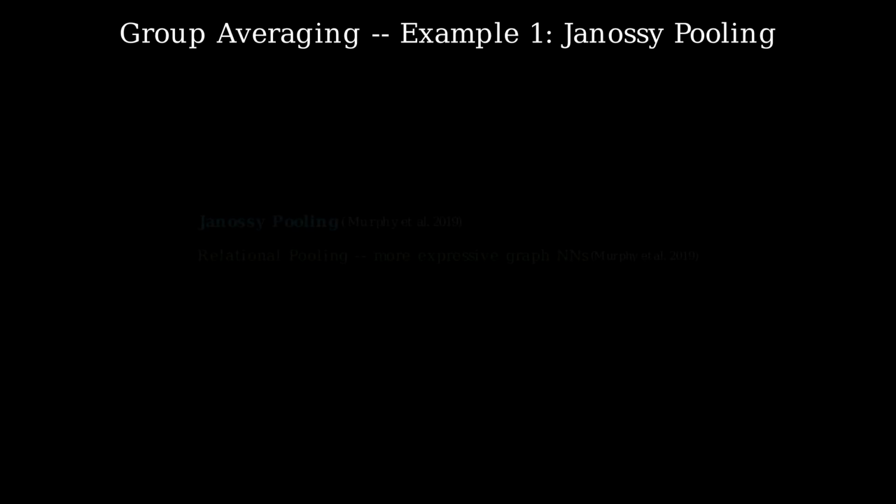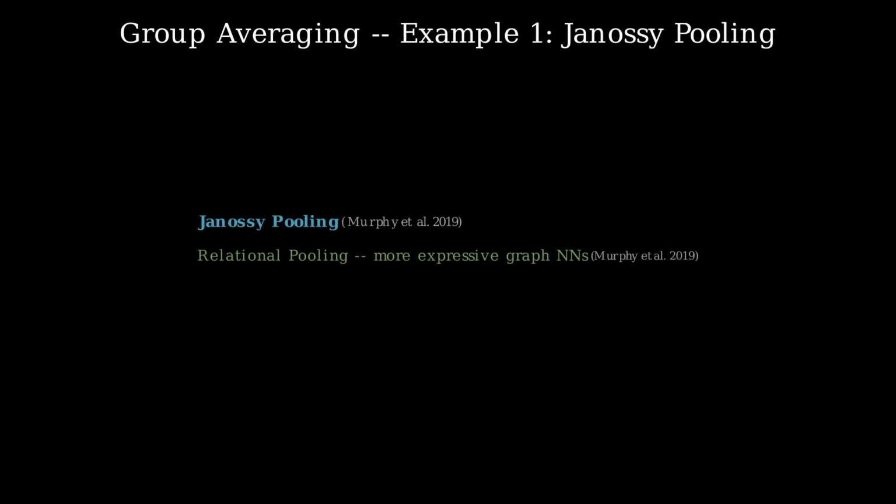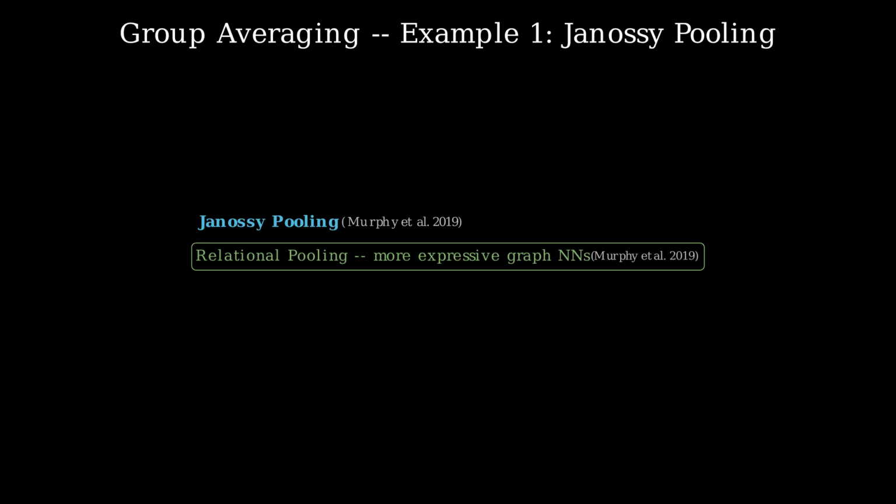Beyond sequences, this applies to graph neural networks. Relational pooling applies Janossy pooling over node orderings, making message-passing networks more expressive. For large k, since k factorial grows fast, in practice we sample a random subset as an approximation.